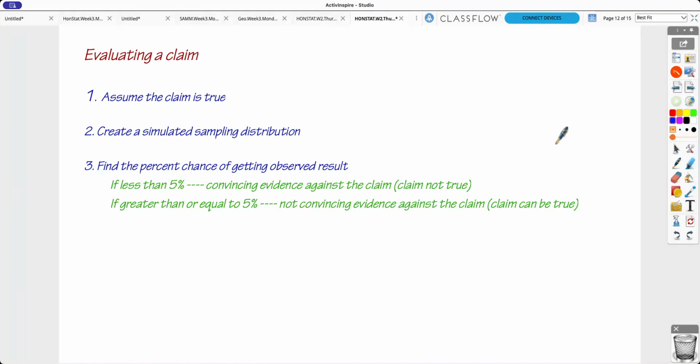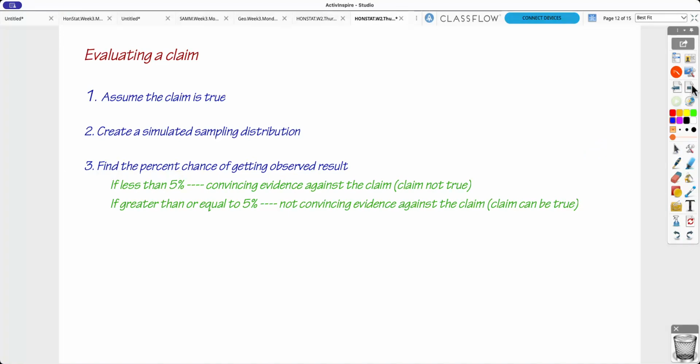Now, if the percent chance, the probability, is less than 5%, then there is convincing evidence against the claim. The claim is not true. We cannot accept the claim. If the probability is greater than or equal to 5%, it means that there is not convincing evidence against the claim. The claim can be true, and we got the sample statistic by chance alone.